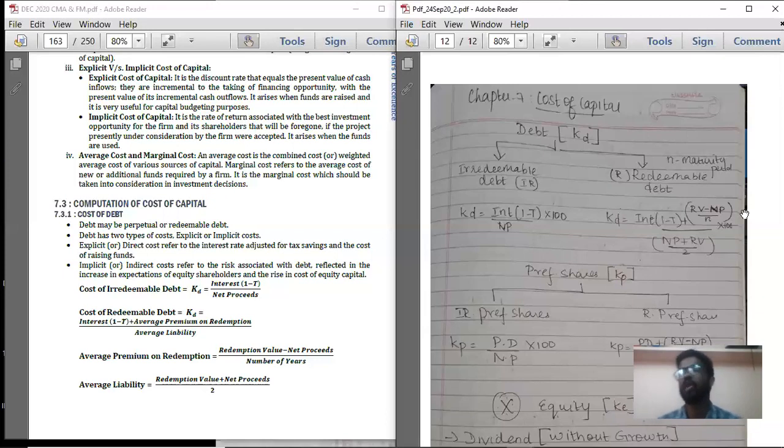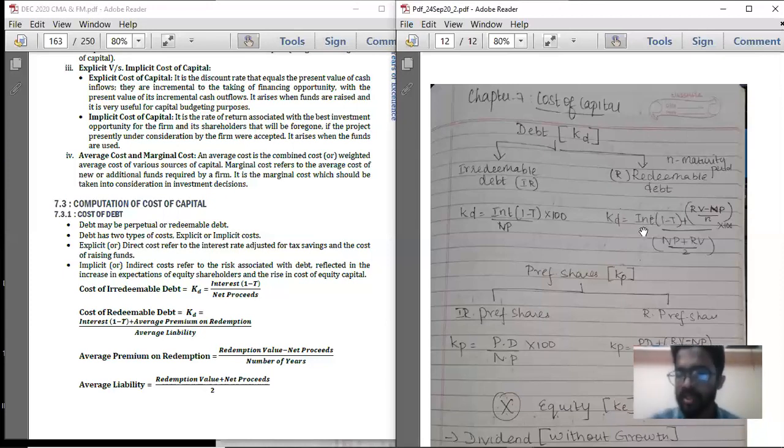So what have they explained here? See, redeemable debt means what? Suppose you are issuing 1000 debentures of 100 each for 5 years. Then after 5 years, the debenture holder can redeem it. That is, he can give back the debenture certificate and take back his amount. So today you are issuing 1000 debentures of 100 each, and you are telling them that after 5 years they can redeem it at 105 rupees.